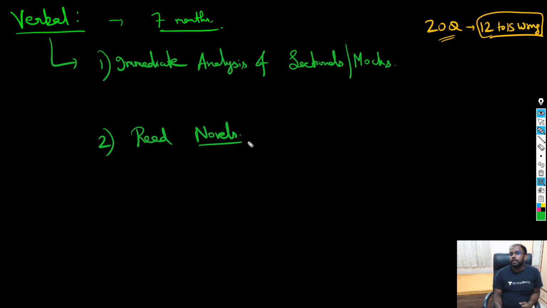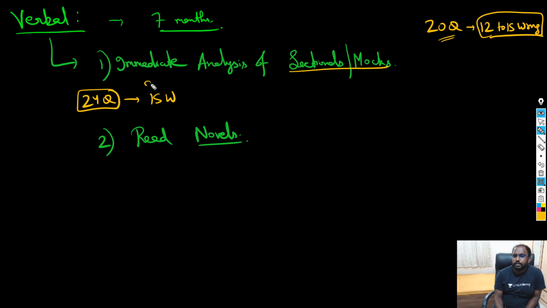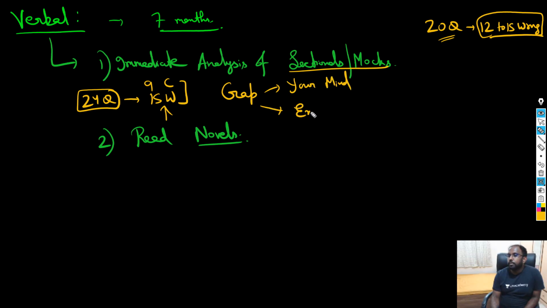Why are these two things important? First, what do I mean by immediate analysis of sectionals and mocks? Let's say you attempted a sectional of 24 questions in verbal, and you got 15 wrong and 9 correct. That means you solved those 15 questions thinking they were right, but they are actually wrong. There is some kind of bad gap between your mind and the examiner's mind. You need to fill that gap, and you can reduce it.